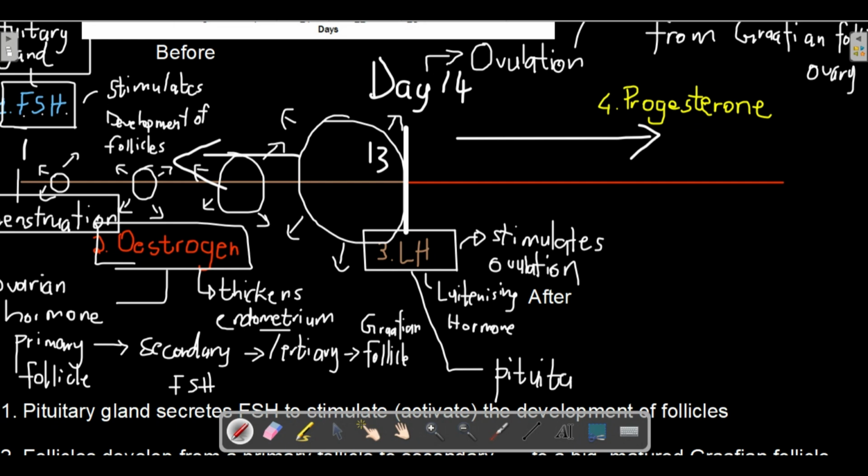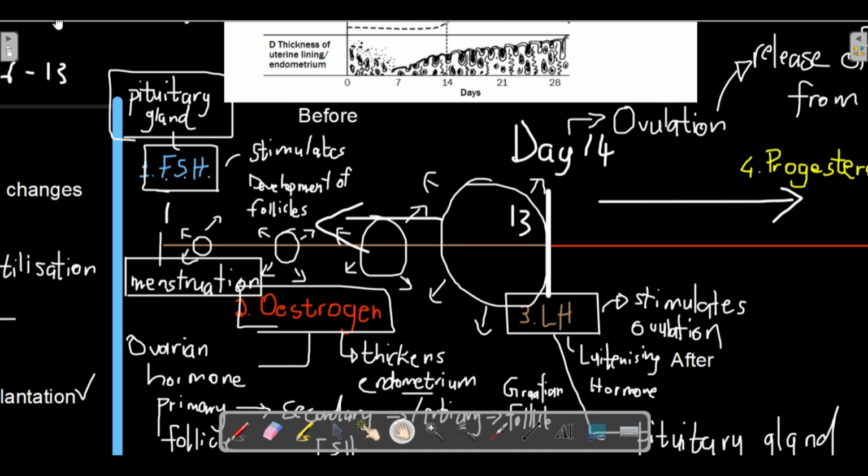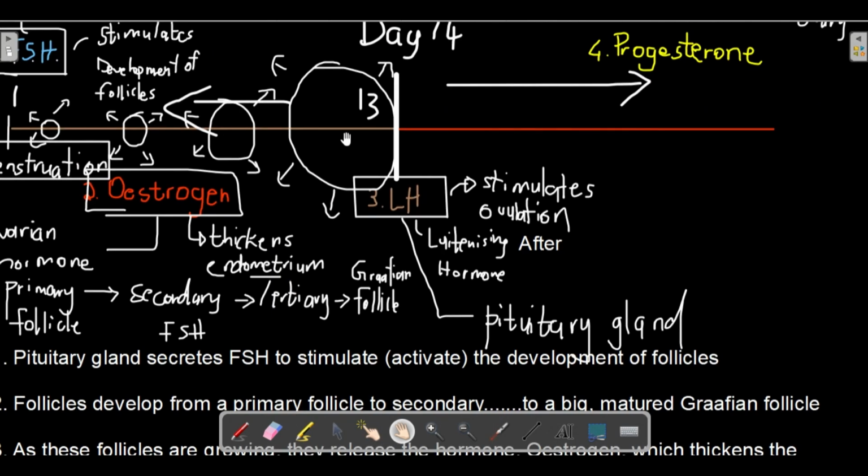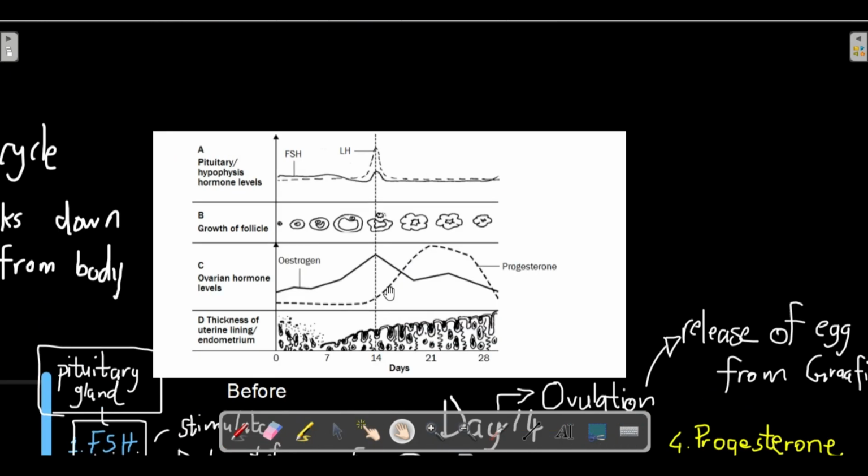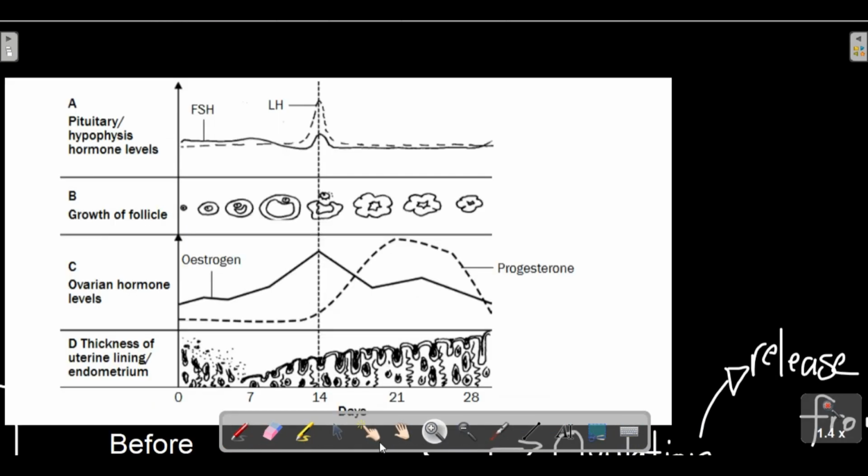So there are two hormones so far that are produced by the pituitary gland. It is the FSH, that stimulates the development of follicles, and secondly the LH that stimulates ovulation on day 14. So two hormones, we call them pituitary hormones. And if we observe the production of these hormones during the whole cycle, you'll find out that FSH slightly does go up, and it's the highest on day 14 too.